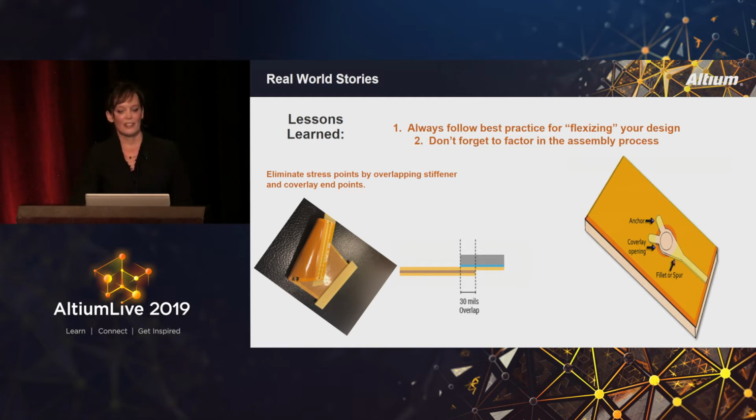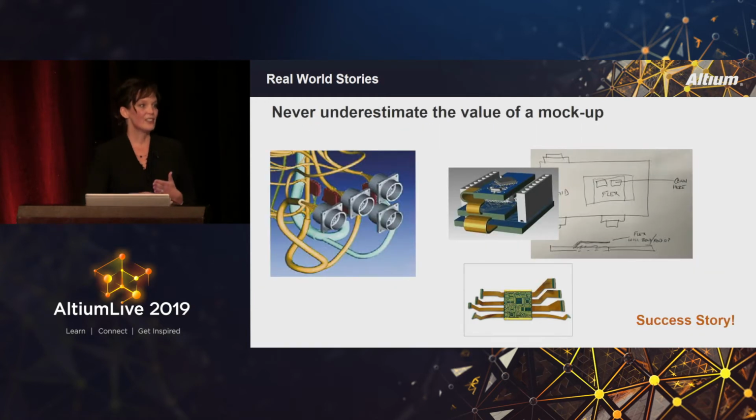And because we're talking about stiffeners, I wanted to point out at the same time that when you're using stiffeners in your design, whether it's polyimide or FR4, always try to make sure that those are overlapping by about 30 mils or greater, so you're not adding another stress point on your flex design.